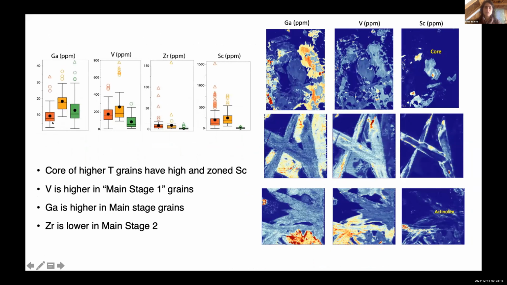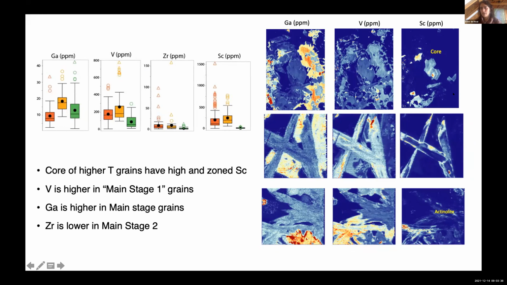Looking at other trace elements such as gallium, vanadium, zirconium, or scandium, we see that gallium is higher, again, in this main stage 1, lower in the early stage. Vanadium is also higher in this main stage 1. So this is a great way of seeing how these two subgroups are very distinct geochemically. And scandium is very low in this main stage 2.